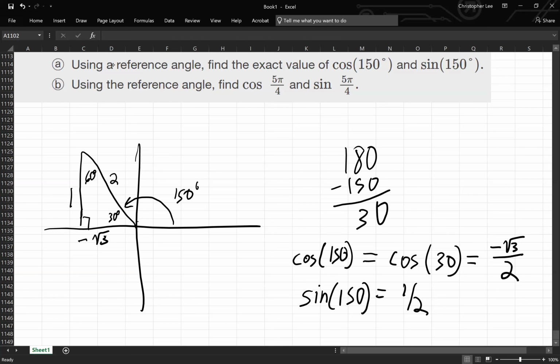Once you have that reference angle, you can draw the triangle. You can ask any question you want. We can answer it. Very nice and simple, right?